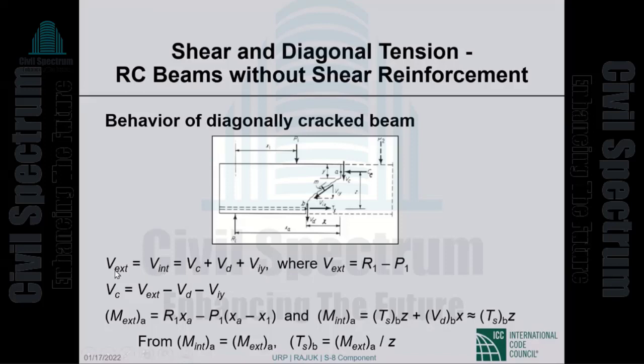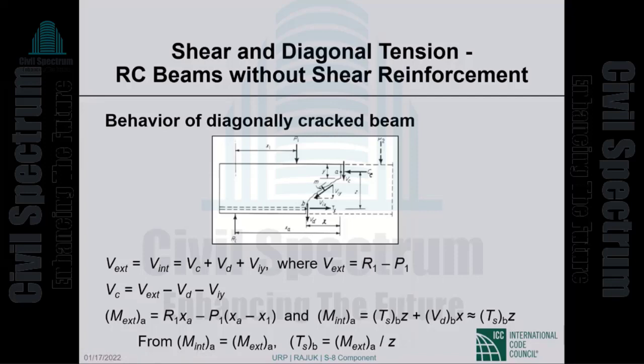So external shear is equal to internal shear. Internal shear is the shear in the concrete in compression V sub C plus the shear that is carried by dowel action plus the vertical component of the aggregate interlock shear. So V sub C, the shear in the compression concrete, is the external shear minus the shear that is carried in dowel action minus the vertical component of the aggregate interlock shear.